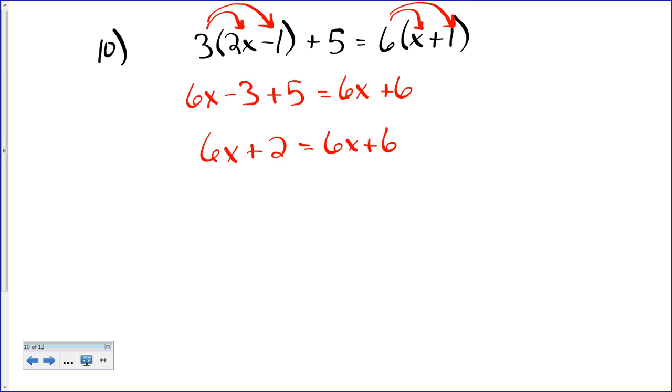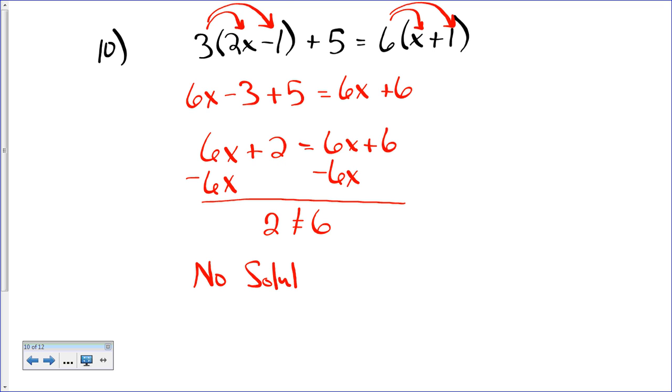Okay, so we can do a couple things. If we take away 6x from this side and take away 6x from that side, we end up with 2 is equal to 6. Is that correct? No, 2 is not equal to 6. So that means that you have an answer of no solution, which means that there is not a value for x that will make that a true statement, because 6x and 6x are the same. So you can't have the same number and then add 2 different numbers and remain equal. It's just impossible to do so.